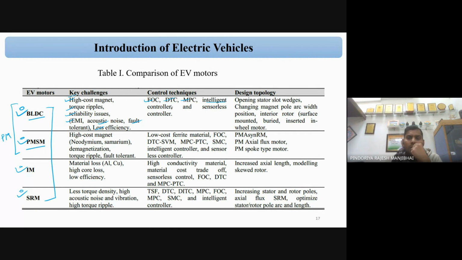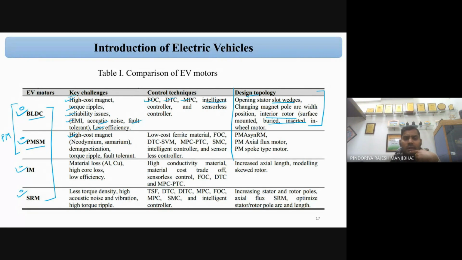Done. And design topology, opening stator slot. This design topology is mainly for the design of your motor. So mechanical design, so physical design. Suppose you are interested in the physical design of the motor, then you can use this type of configuration. But this is totally the mechanical design part. So you have to design your stator, rotor, slot, everything.